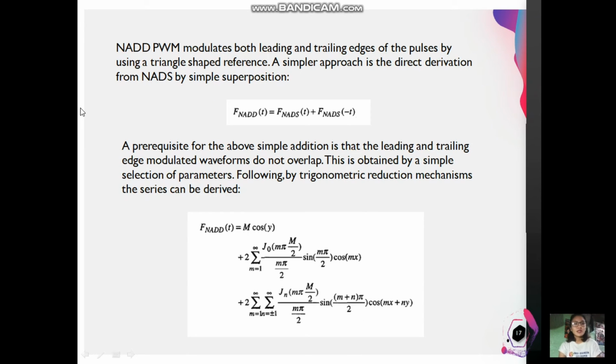NADD PWM modulates both leading and trailing edges of the pulses by using a triangle shape reference. A simpler approach is the direct derivation from NADS by simple superposition. A prerequisite for the above simple addition is that the leading and trailing edge modulated waveforms do not overlap. This is obtained by a simple selection of parameters. Following trigonometric reduction mechanisms, the series can be derived below. So this is it, the derived form.